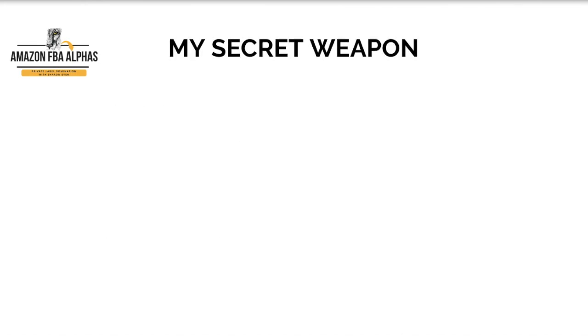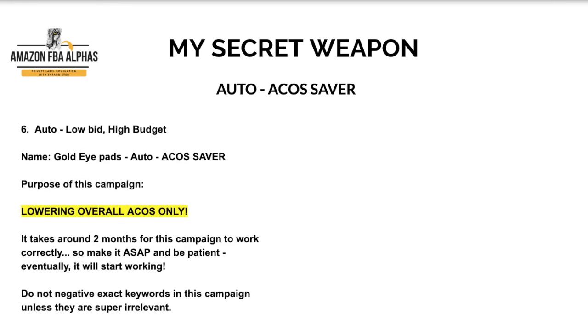My secret weapon. So the auto campaign that I call the ACOS saver. It's a campaign that I'll have running. I have an ACOS saver campaign for every single product that I have. This is a strategy I learned from an 8-figure seller, and it's worked amazingly for me. So I'll also show you guys an example for one of my products. I would call this Gold iPads Auto ACOS Saver. The purpose of this campaign, and its only purpose, is to lower your overall ACOS. That's it. It has no other purpose apart from that.